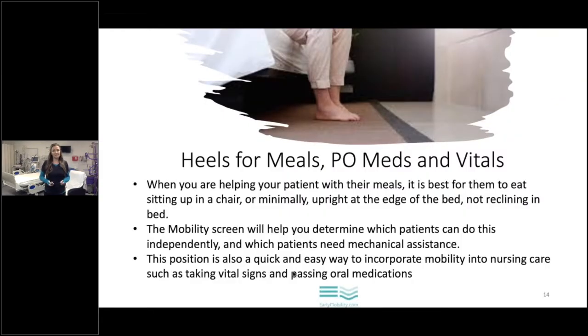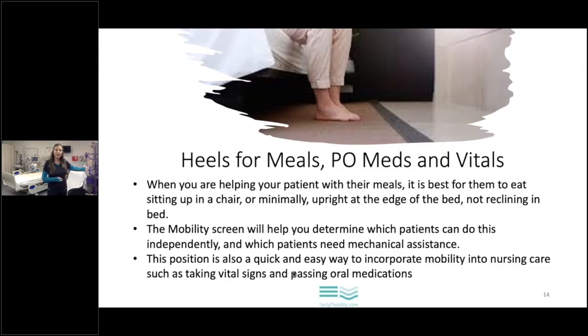Heels for meals. If our patients are able, we're sitting them up for meals. If they can do it by themselves, they're going to sit up by themselves. If they cannot do it by themselves, unless there is a medical contraindication that requires them to stay in bed, then we should be using equipment to help them sit up at the edge of the bed or into a bedside chair for breakfast, lunch, and dinner.